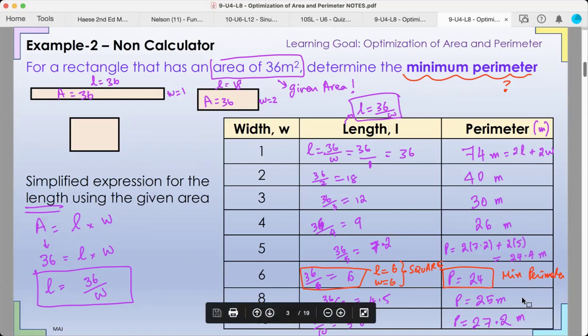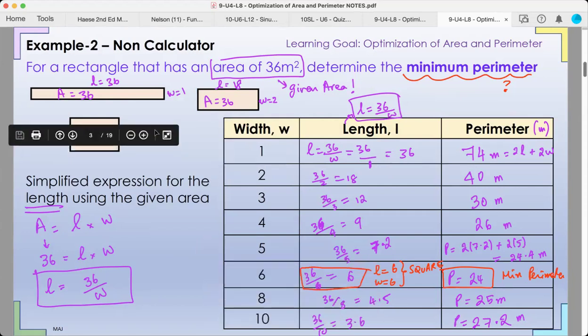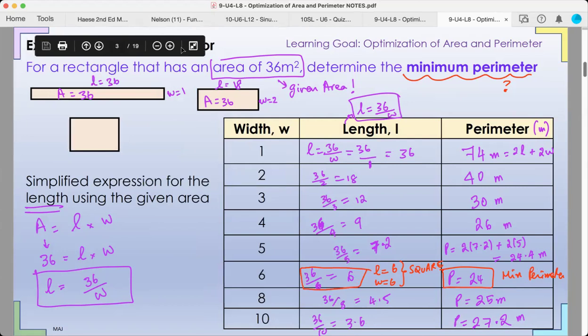Okay. Let me see if I can move this out of the way here. Okay, so that doesn't interfere.